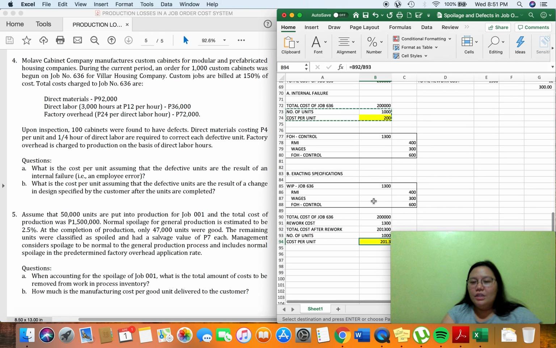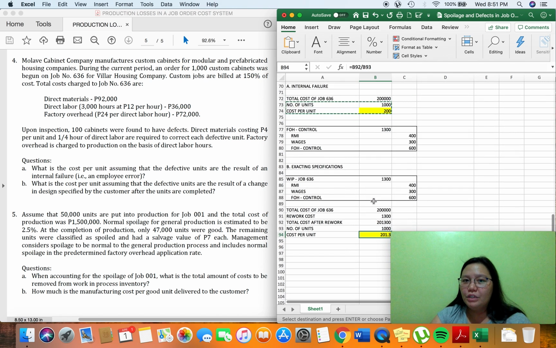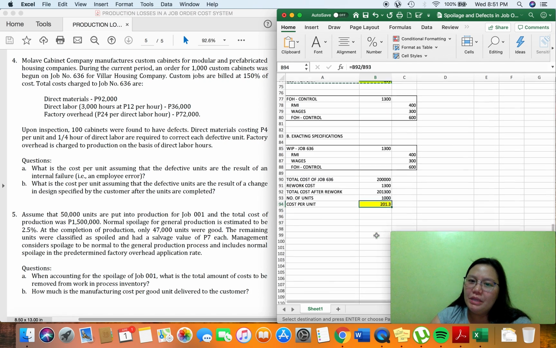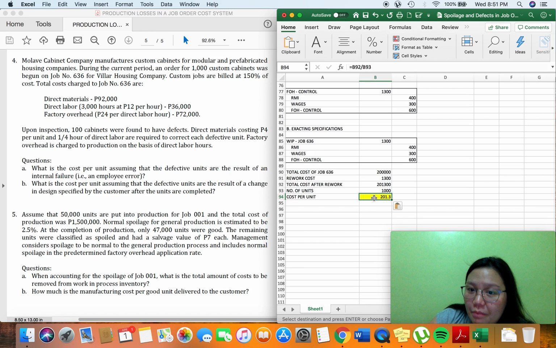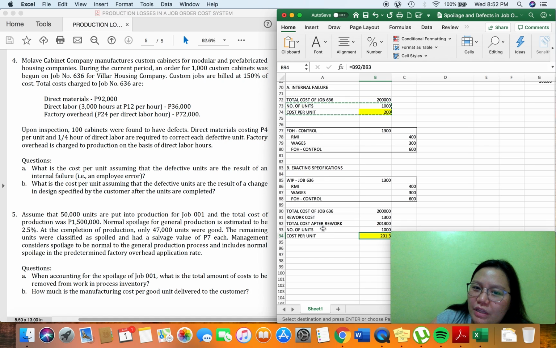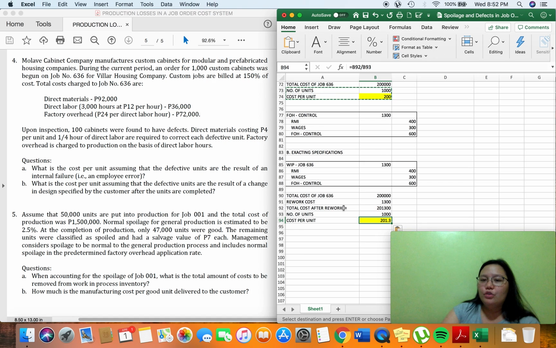So again, because it is the customer's fault, the cost per unit of the order increased, di ba? So if this will be the basis of your billing price or selling price, di ba? The selling price will be a little bit higher. Okay? Kasi nga may difference na eh. Hindi na siya kumbaga nadagdag na even the rework cost na mapapatungan natin siya ng markup. Okay? So that's it for problem 4. Okay? Now, we proceed to problem 5 and then later on, yung problem 1, yung hinili natin kanina.